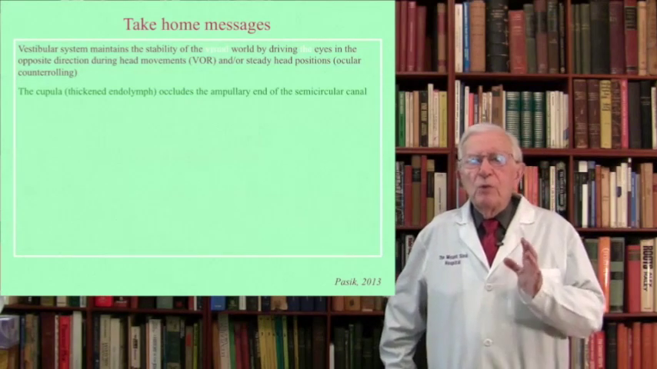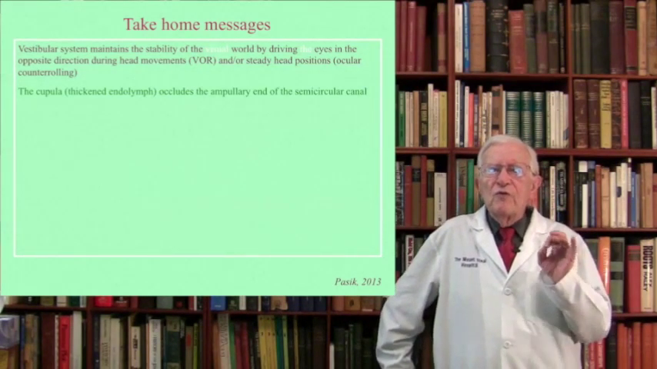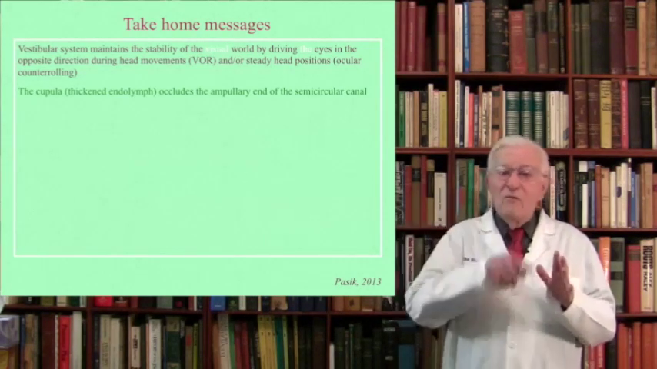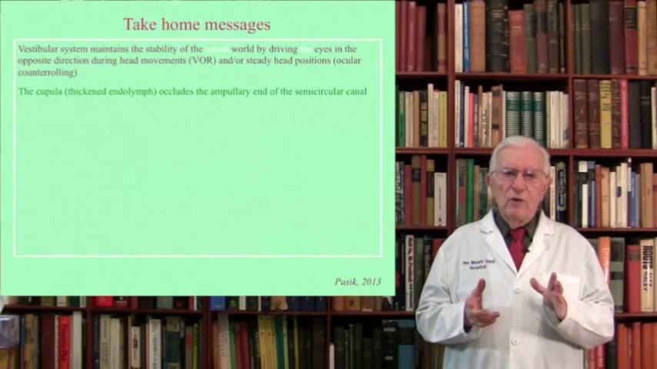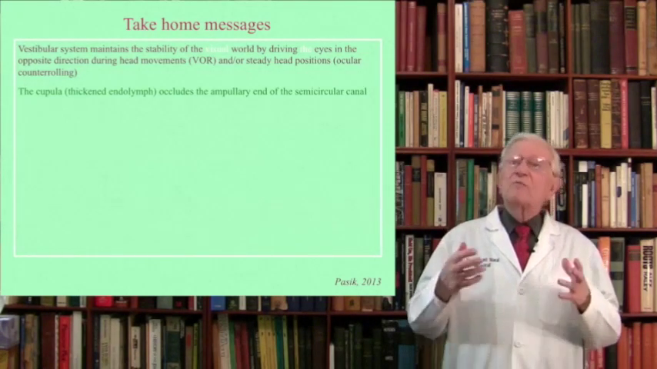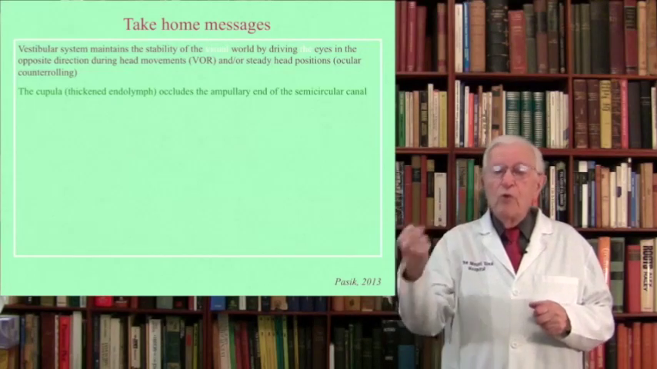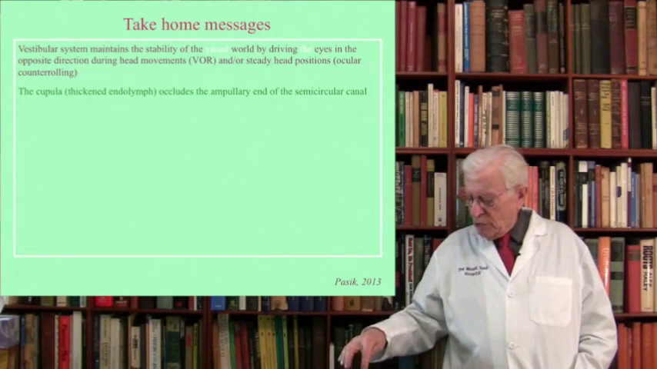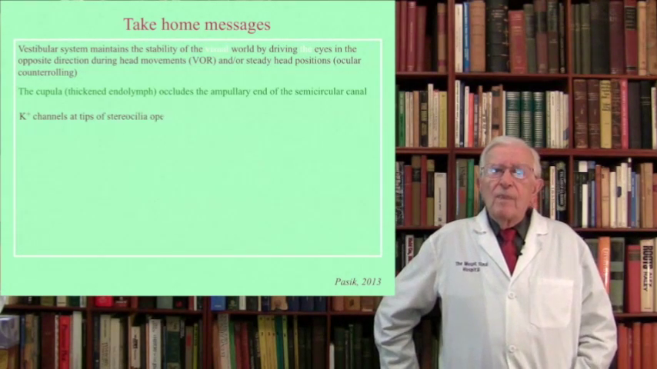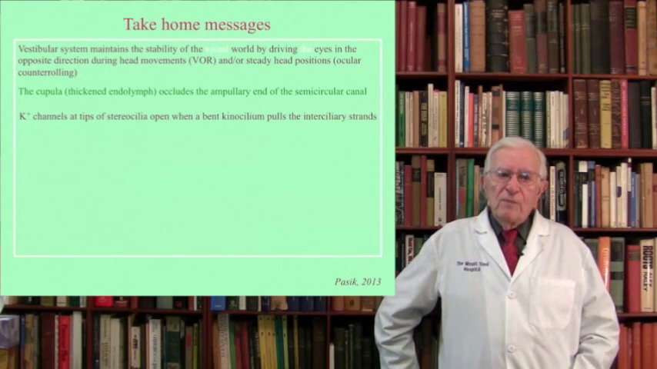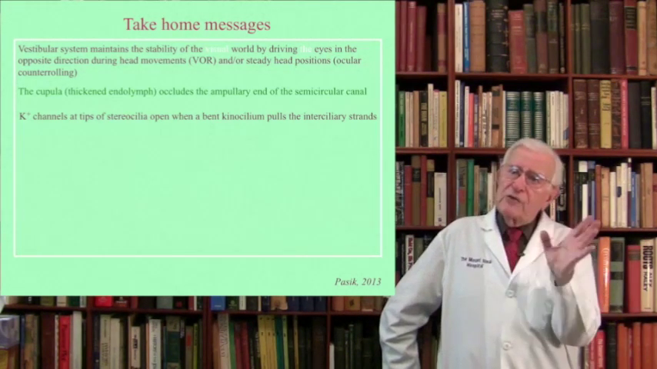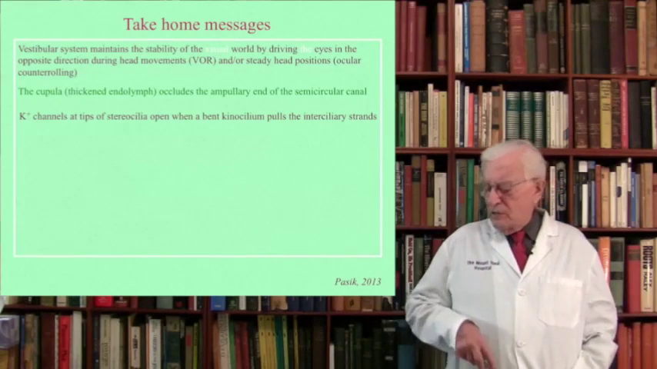Remember all the time that the cupula, which is the thickened portion of endolymph, occludes the ampullary end of the semicircular canals and prevents the circulation of the endolymph. The endolymph develops convection currents that will either pull or push the cupula, but not doing the whole trajectory into the utricle. Now, remember that at the tip of the stereocilia, you have potassium channels that open when the kinocilium is bent and pulls on the interciliary strands.